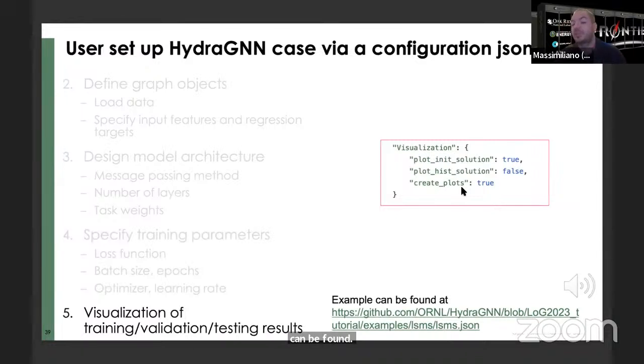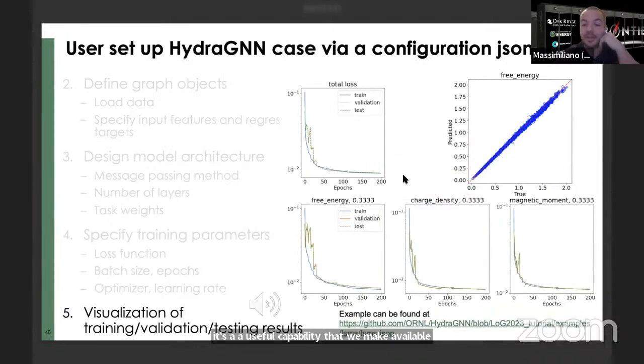Visualization is the last section of the JSON file that the user can set up. This is not a mandatory section, it's just optional, but it's a useful capability that we make available because some preliminary plots, like the ones that you see here, even if they are not necessarily fancy enough to be put in a manuscript for publication, are very useful to make some preliminary diagnostics about whether the performance of the trained model is going in the right direction or not, and then to decide whether to perform additional hyperparameter tuning based on what you see from these plots.